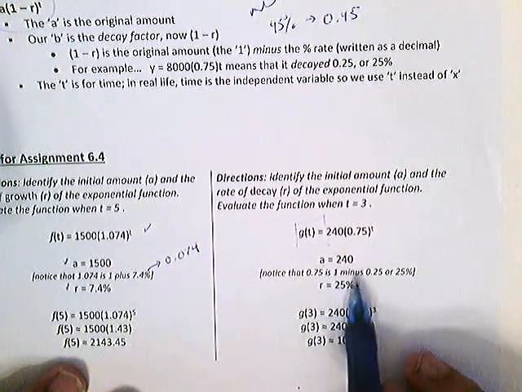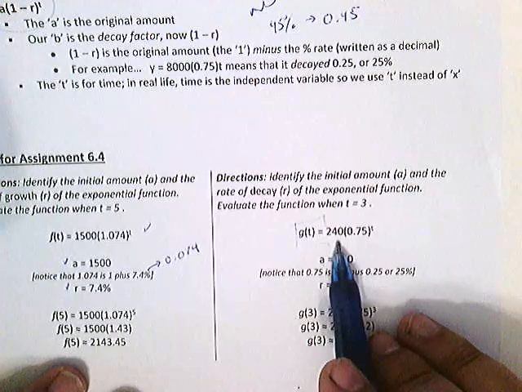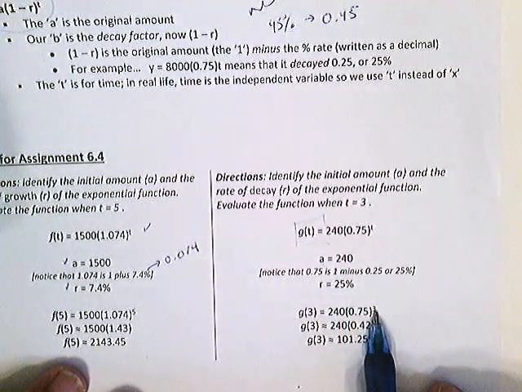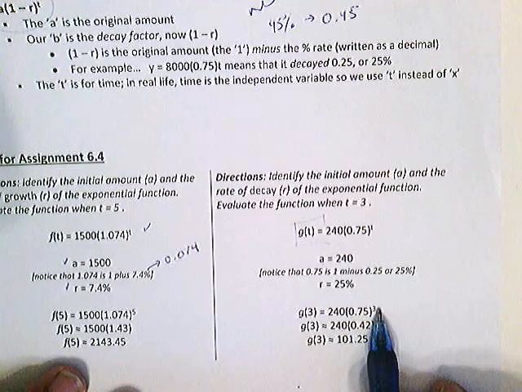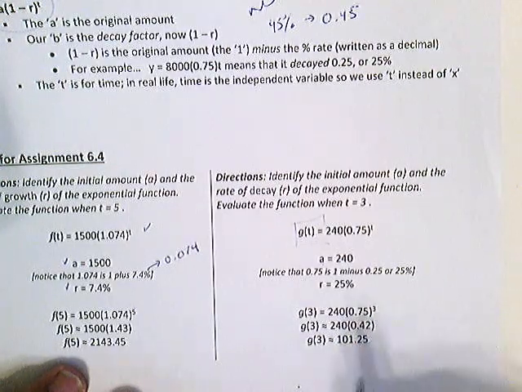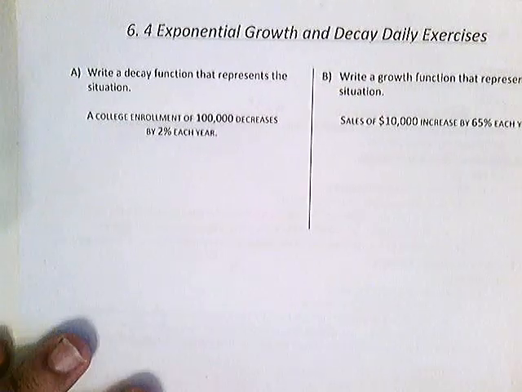Now, once we know those things, let's take a look back to our original equation. We have the third power. We put this in, 0.75 to the third power. We get our answer. We multiply by the front, and we get our answer. All right, let's take a look at some daily exercises here.